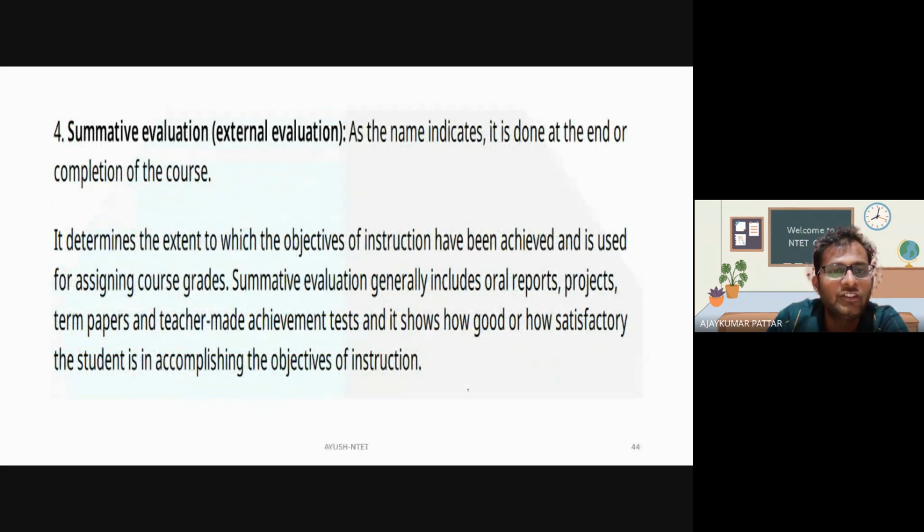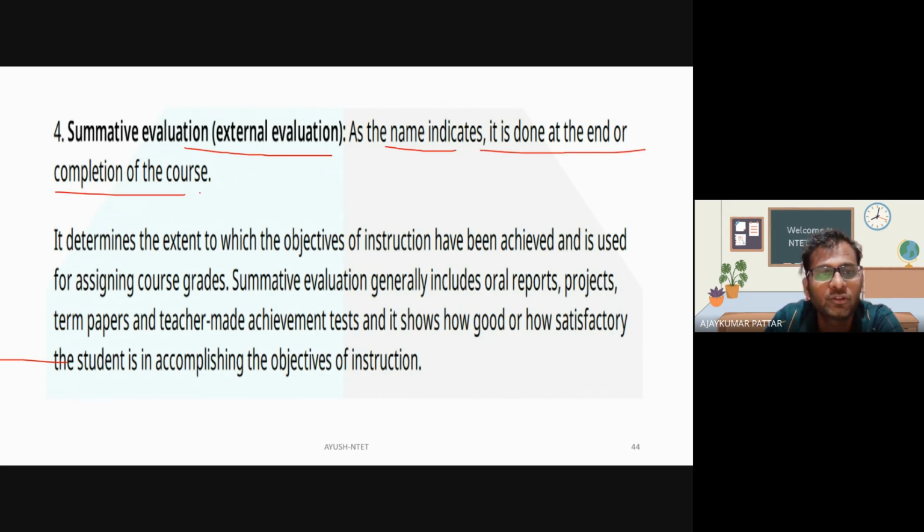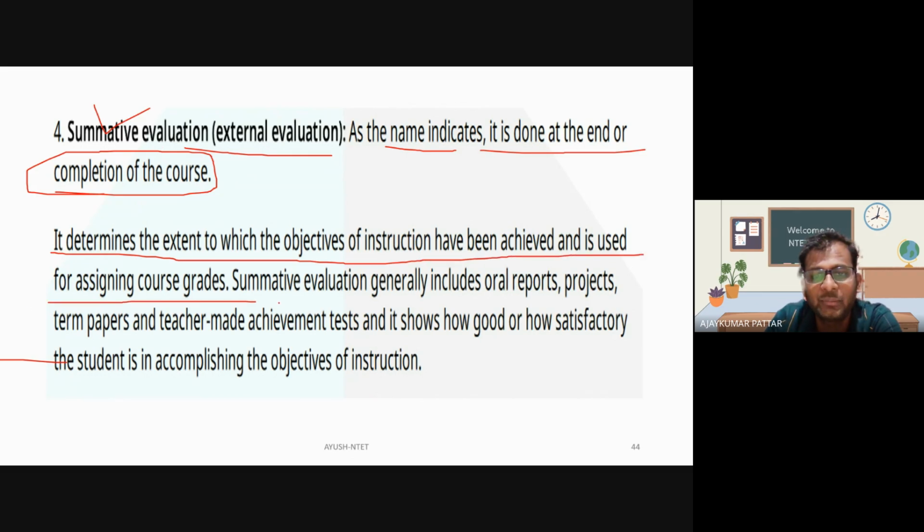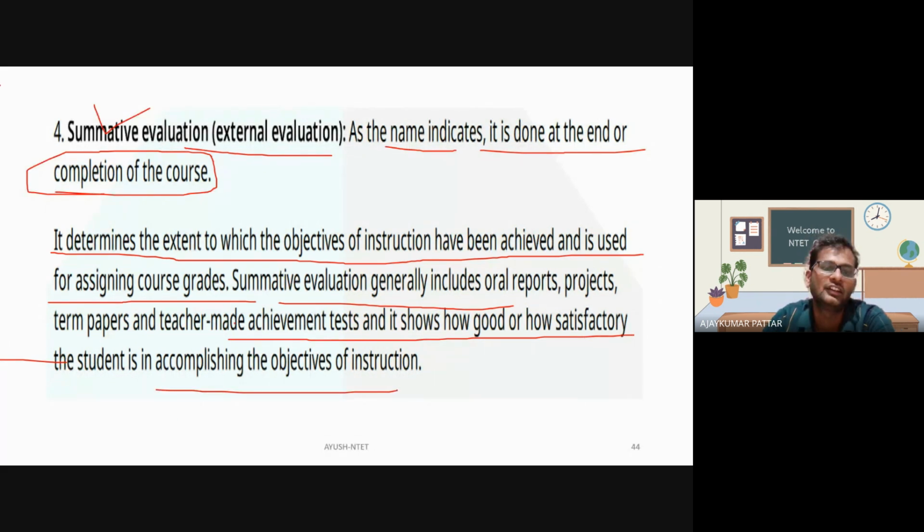Then summative evaluation. Summative evaluation is external evaluation. As the name indicates, it is done at the end of the complete course. End of the course में हमने evaluation करते हैं, that is summative evaluation. It determines the extent to which objectives of instruction have been achieved and is used for assessing course grade. Summative evaluation generally includes oral reports, projects, term papers, tests. It shows how well, how satisfactorily the student has accomplished the objectives of instruction.